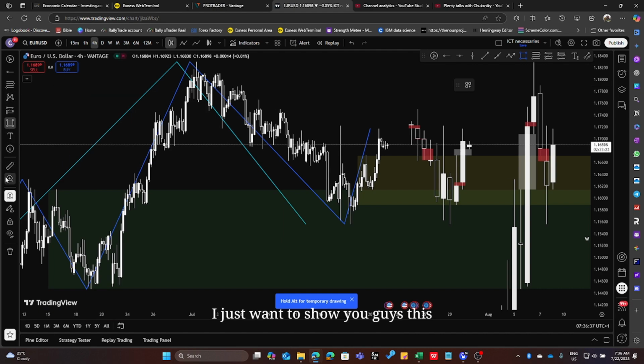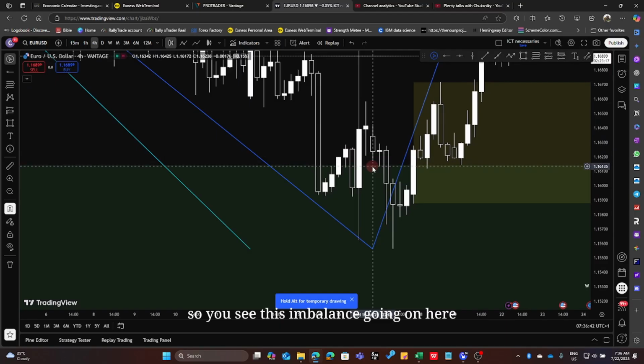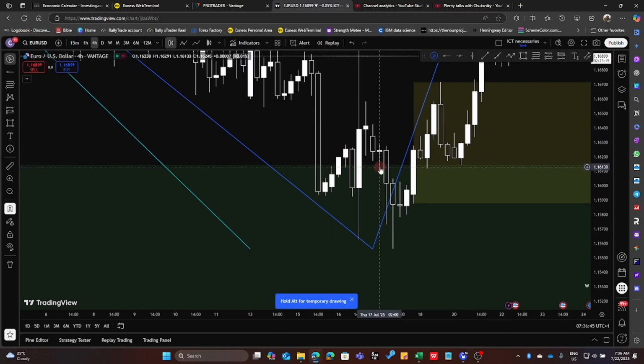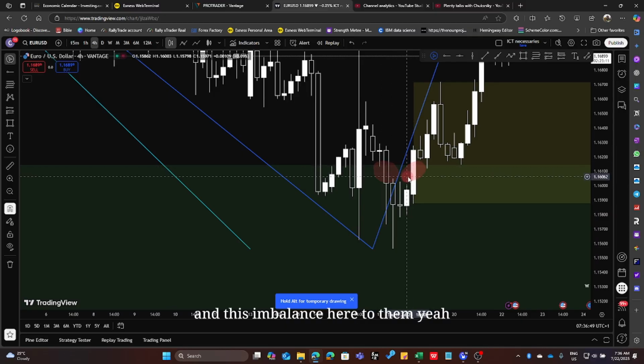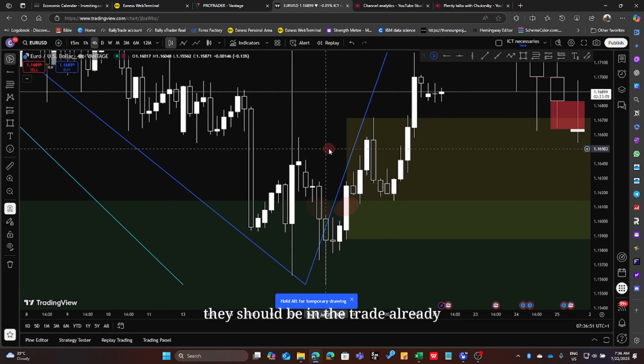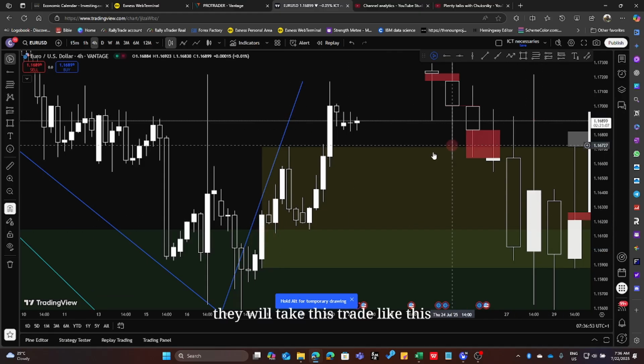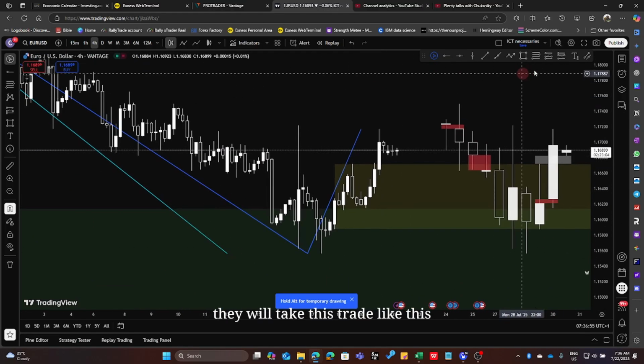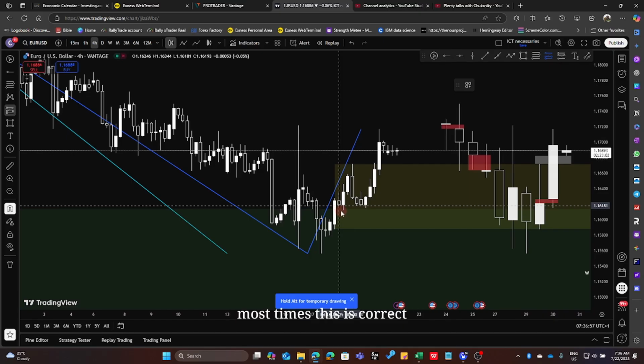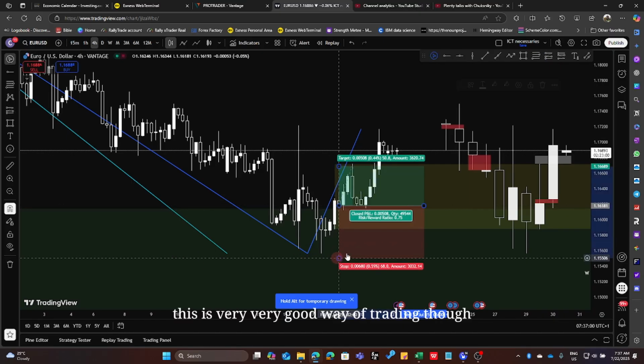I just want to show you guys this. This is something I used to use prior. So you see this imbalance going on here, this imbalance going on here and this imbalance here. To them, they should be in a trade already. They would take this trade like this. And I'm telling you, most times this is correct. This is a very, very good way of trading though.